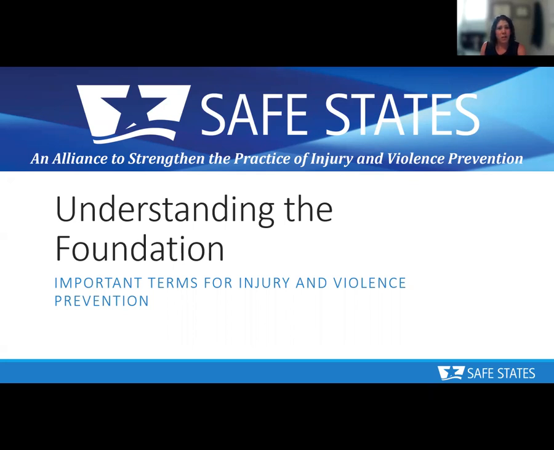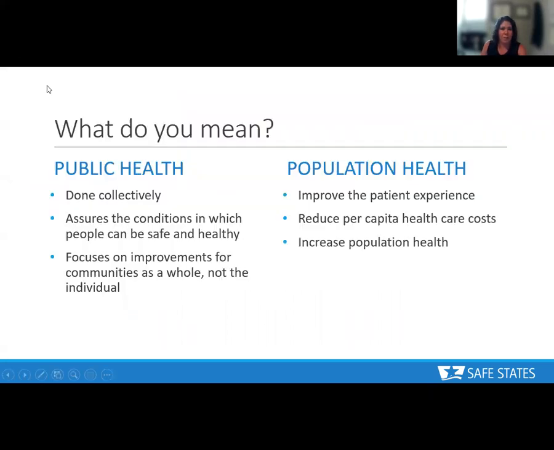In this module of the Safe States Injury and Violence Prevention 360 self-study, we will be focusing on the foundational elements and terminology of injury and violence prevention. First, injury and violence prevention is grounded in the public health approach.